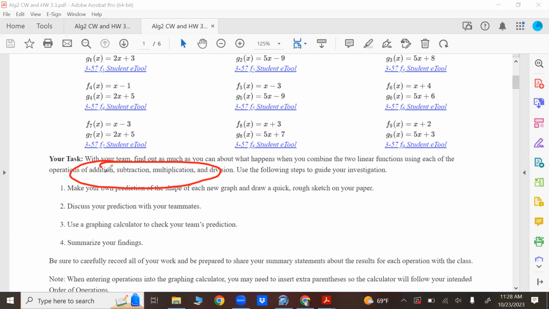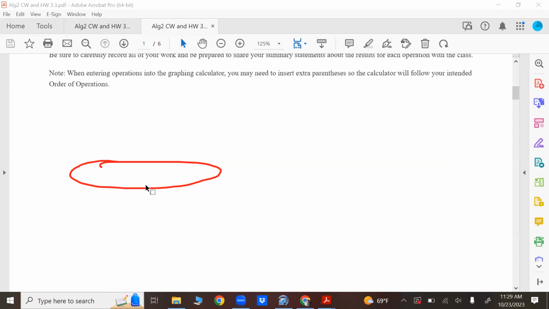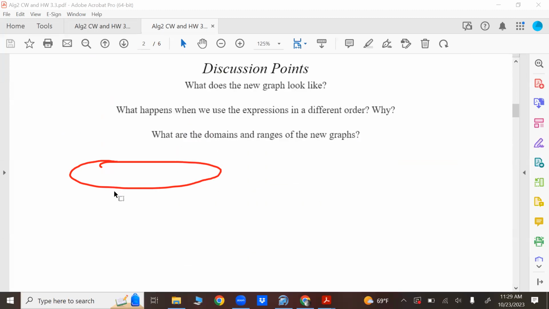Then once you draw a quick sketch, you're going to check with your teammates to see if you have the same thing. You're going to use a graphing calculator or Desmos. So if you have a laptop, that's fine. You could use Desmos and just talk about what you see, right? And then also on the next page, so I gave you enough space down below, and also on the next page as well. What does the new graph look like? What happens if you do the expression in different orders? Why would things look different? Also think about domain and range.